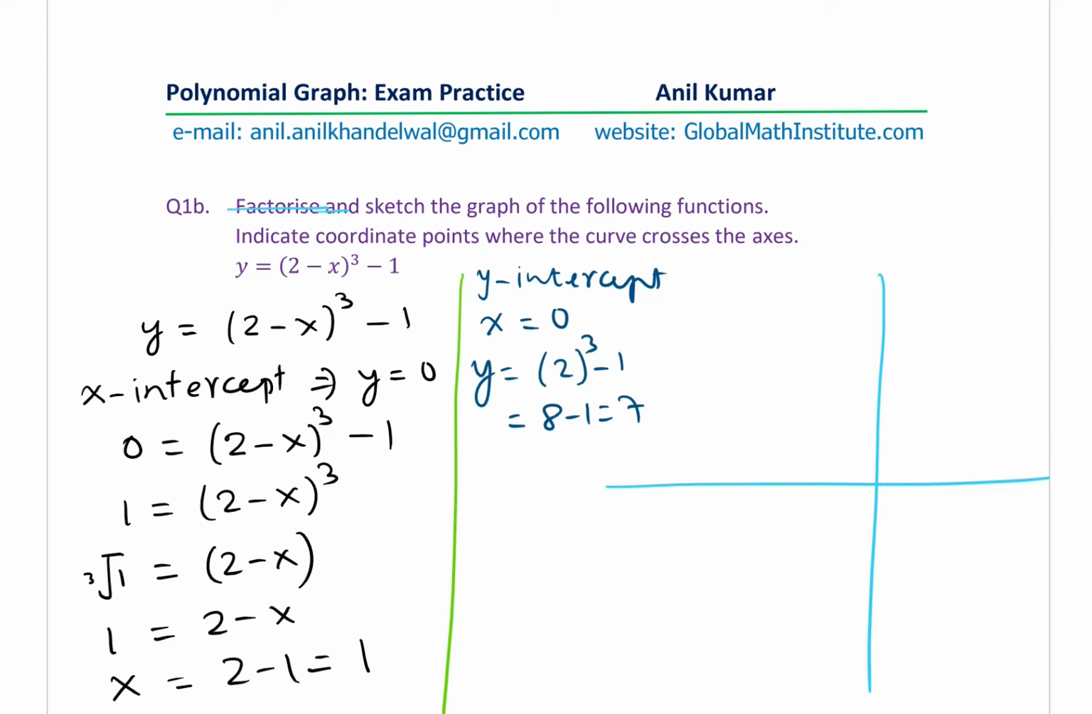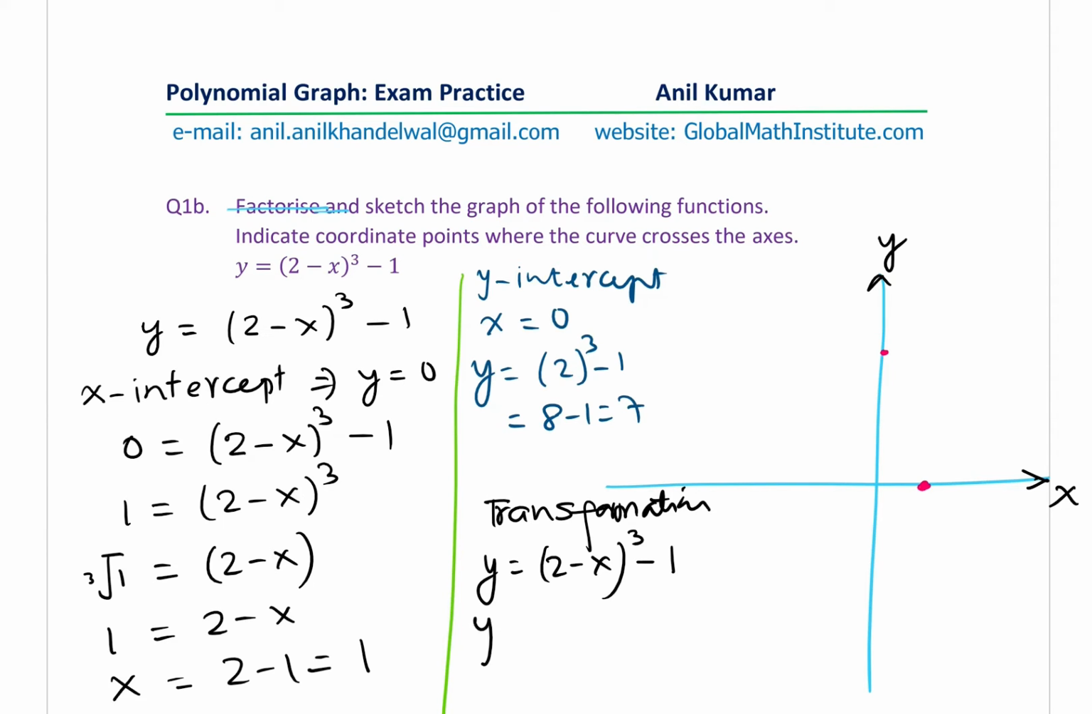So we are saying that the x-intercept is at 1. So this is the x-intercept, and the y-intercept is somewhere there, let's say 7. Approximately, I'm just placing the points here. Now, how do you really sketch this particular graph? I will actually use transformations. Correct? So we have y equals (2 minus x) whole cubed minus 1.